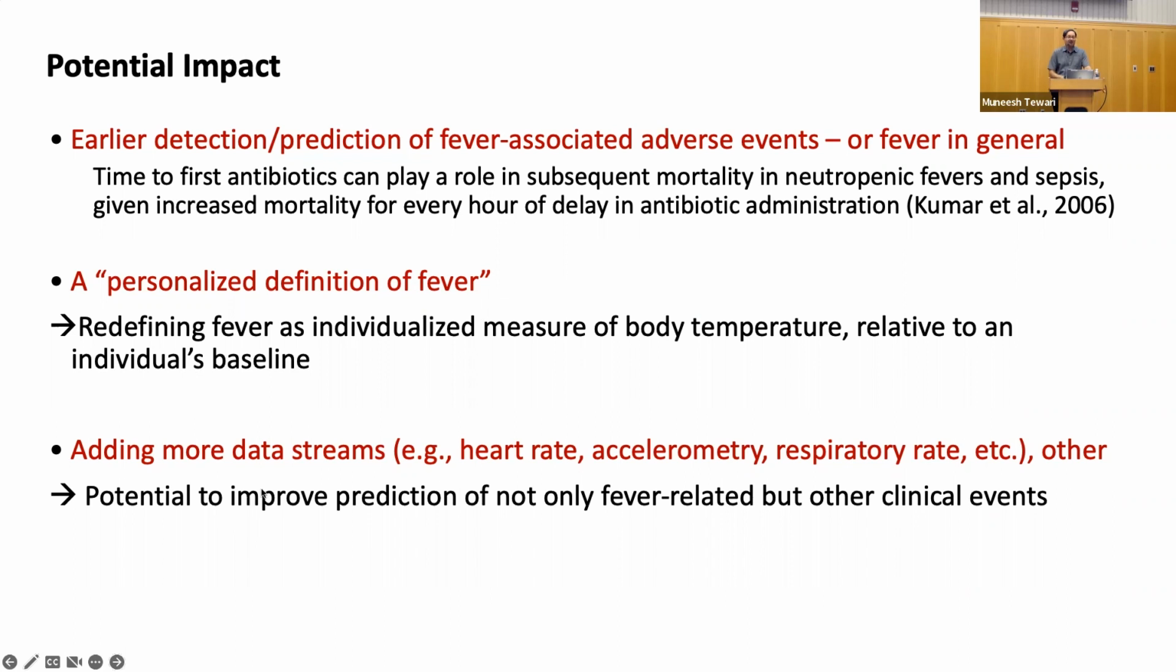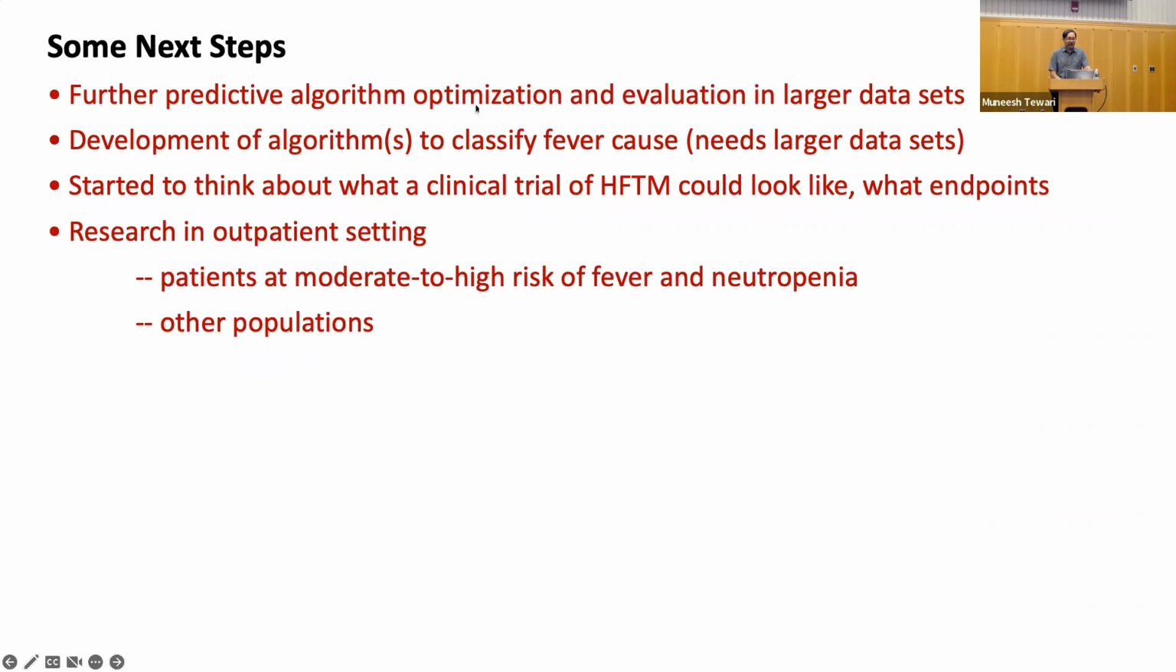And then the other thing I want to mention, of course, is we want to add more data streams and get that kind of data. And I think that's only going to improve what we're trying to do, at least in this particular case and other applications too. Some of the next steps are further optimization, which Danny's group is working on, and evaluation in larger data sets. We're working on collecting more data, looking at fever cause. Can the pattern of the fever not just tell us there's fever, but that this is infection and this is something else? We've started to think about doing a clinical trial: if you actually incorporate this into patients who are going home after chemotherapy, can you actually improve their outcomes? That's the outpatient work.